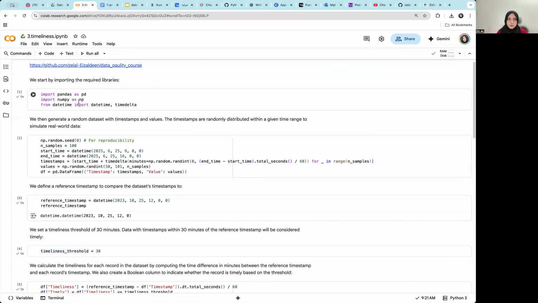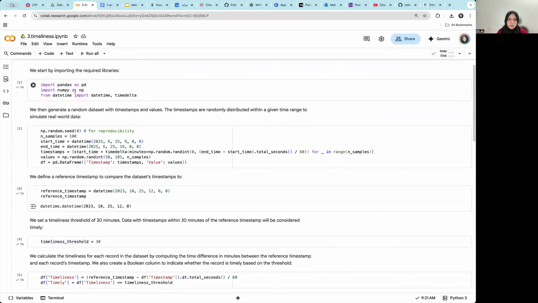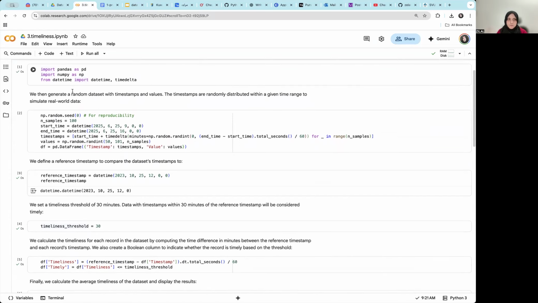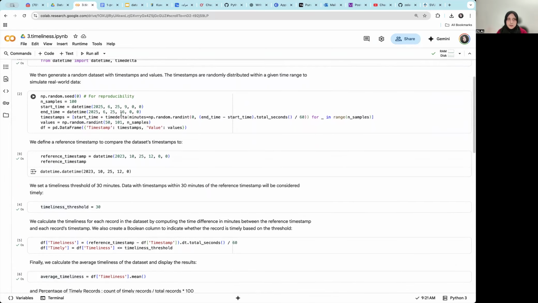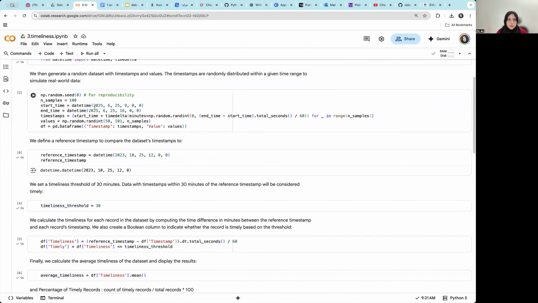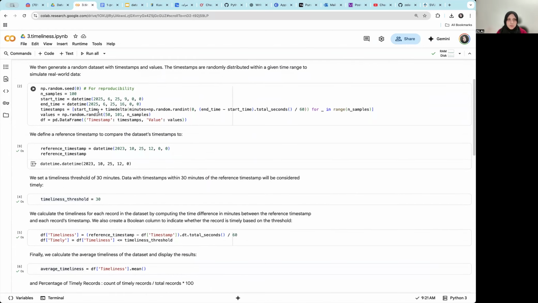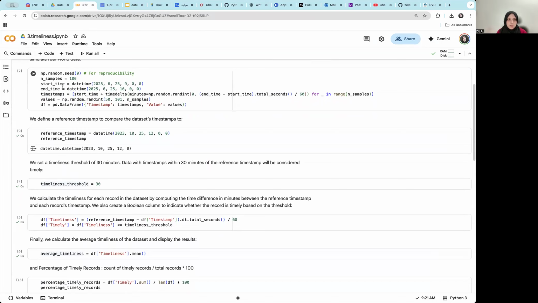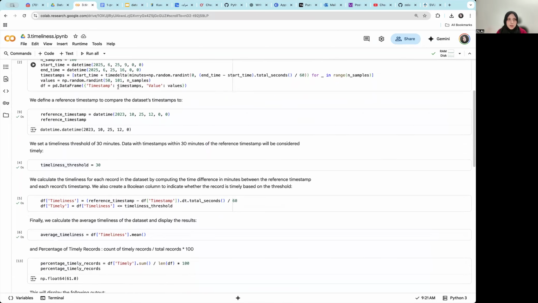I started by importing the required libraries, pandas, numpy and datetime. Then here I generated a random dataset with timestamps and values. The timestamps are randomly distributed within a given time range to simulate real-world data. Well, this is 2025 as a start time and the end time.